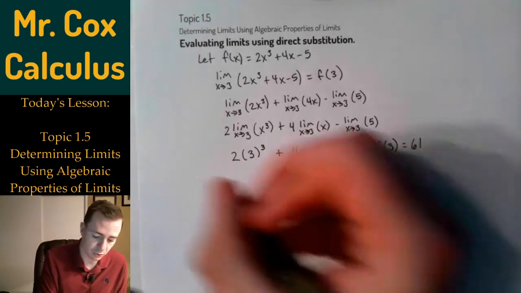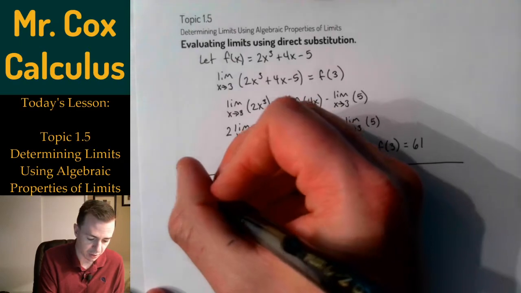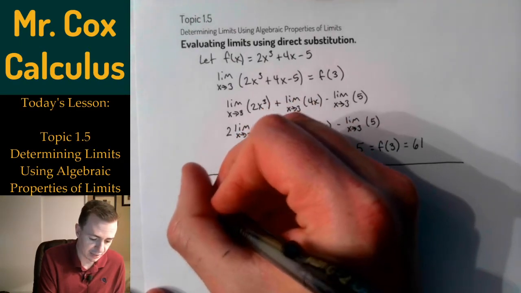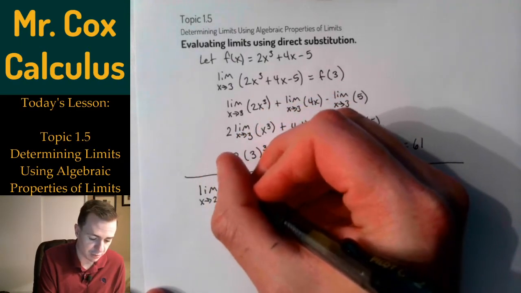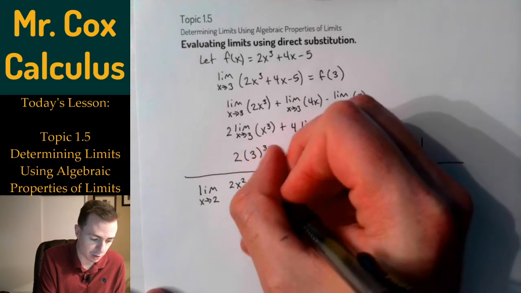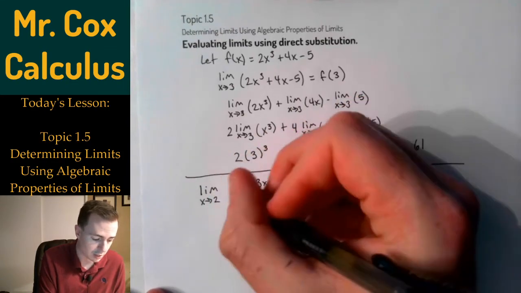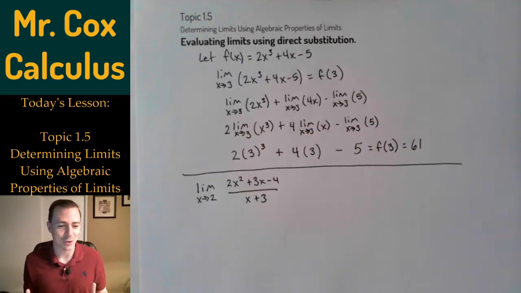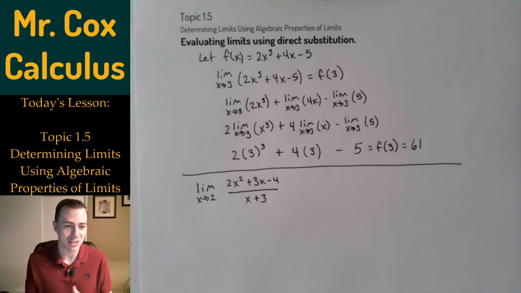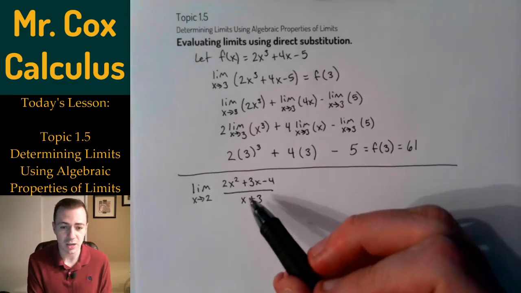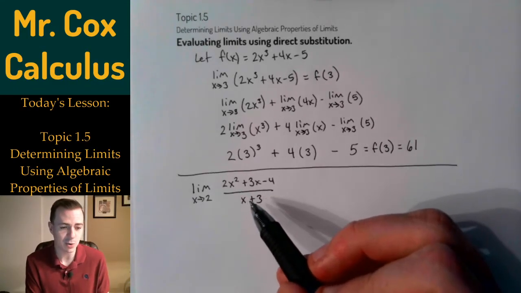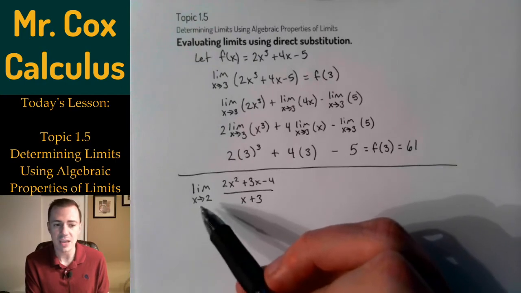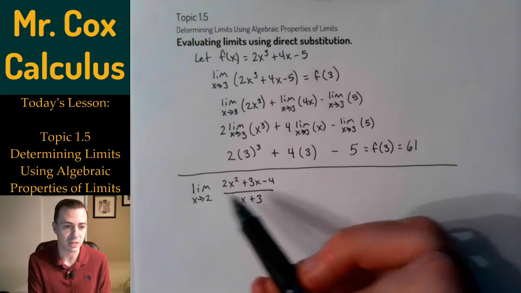So we're going to look at another example here: the limit as x approaches 2 of a rational function, 2x squared plus 3x minus 4, divided by x plus 3. You've probably had it ingrained from the last few lessons that with rational functions we might get 0 in the denominator, and then we have to look at other things. Well, negative 3 gives me a 0 in the denominator, but I don't have any issues with plugging 2 into this function.